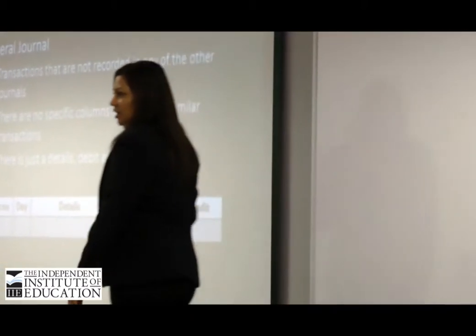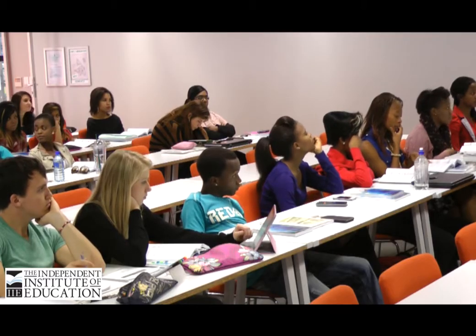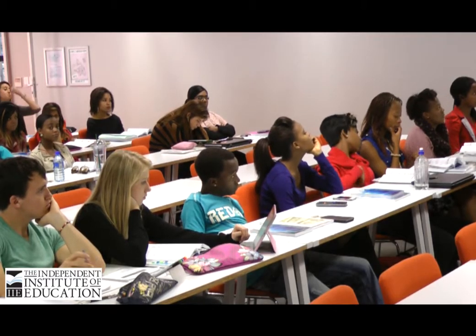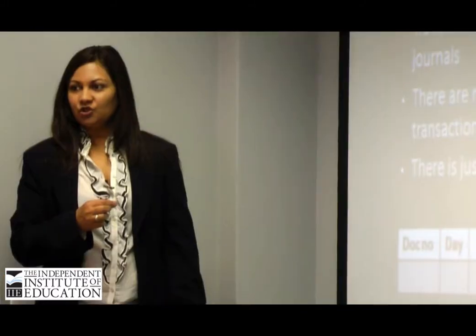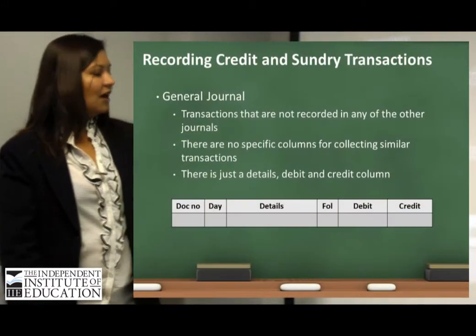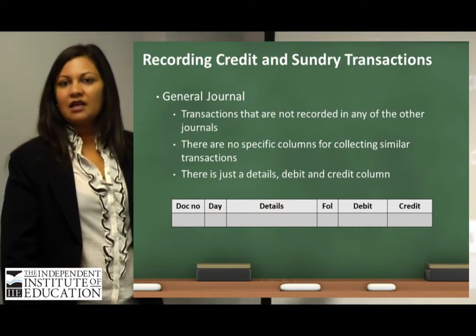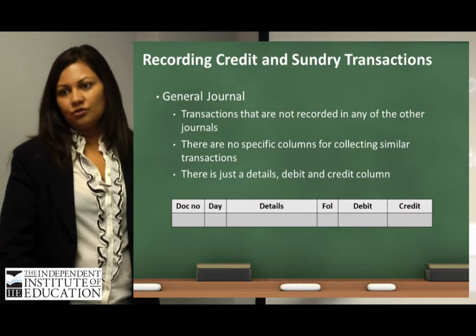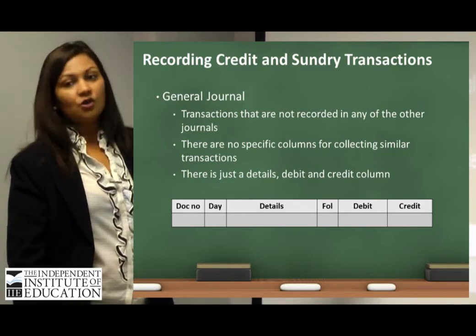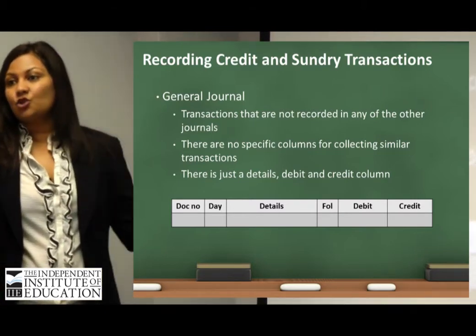Now there are very few columns in our general journal. It's very simple, but it's confusing to do your general journal. So you have your document number, you'll put in, for example, a journal voucher number. You'll have the day that you're recording this, then your details. Now what details do you put here?